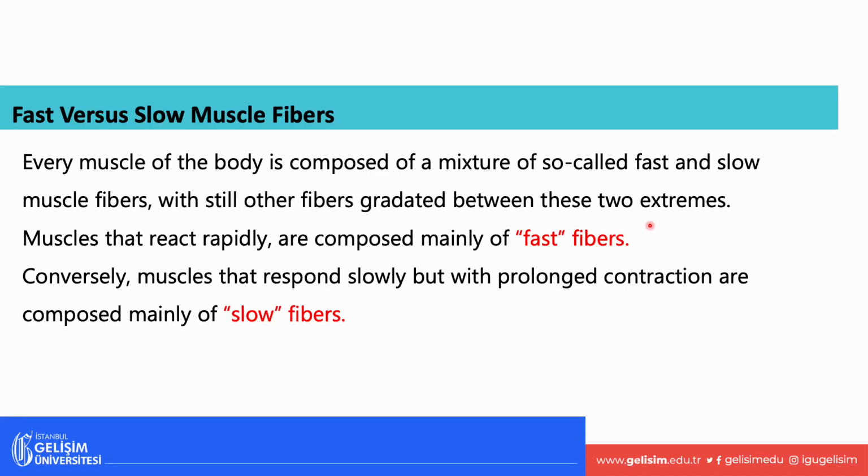So the proportion of fast and slow fibers in a muscle determines its contraction speed and endurance capacity. Muscles made up mostly of fast fibers react quickly, but they get tired quickly also. Those made up mostly of slow fibers react slowly, but they're able to maintain their contraction for a much longer period of time. The proportion of fast and slow fibers in muscles can be influenced by factors such as genetics, exercise, as well as age.